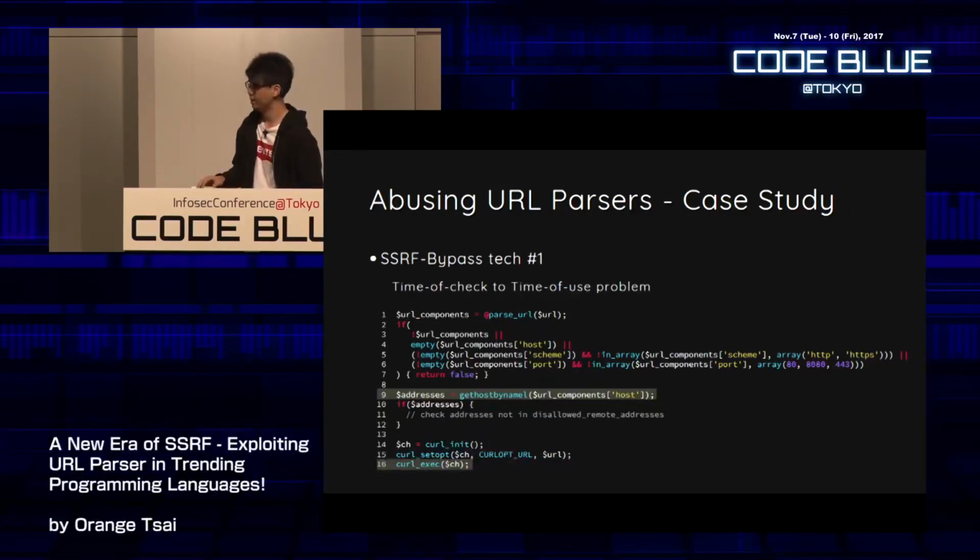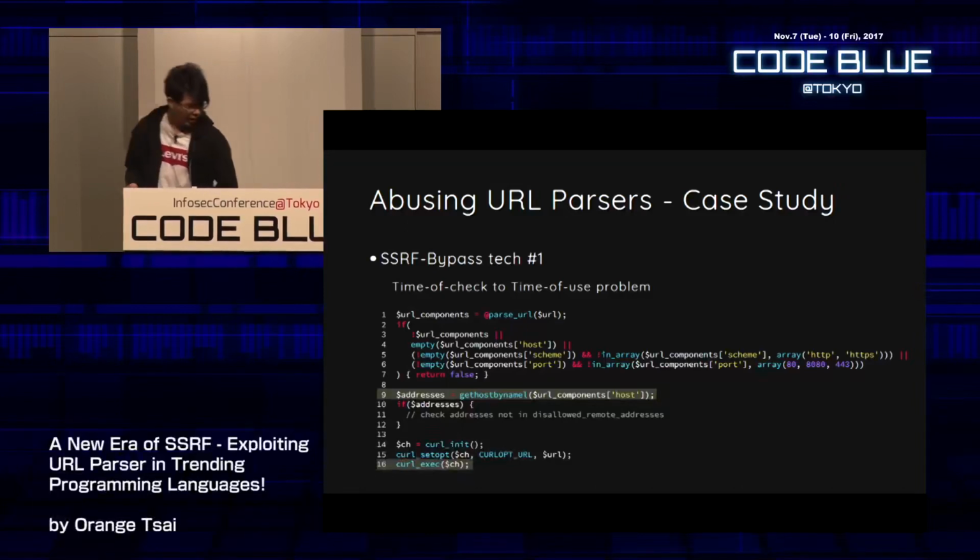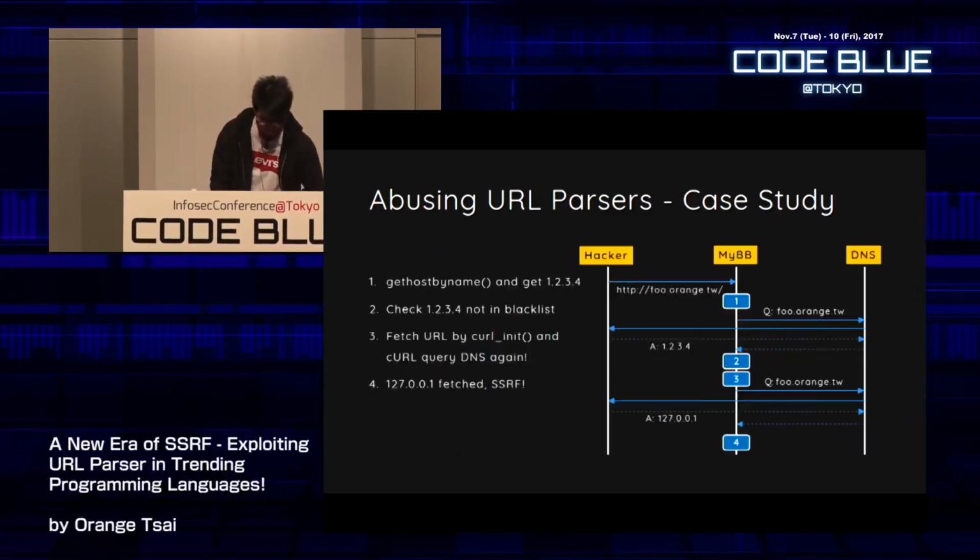The problem is that the state of check and the state of use can be different. The state in line 9 and the state in line 16 can be different. So we set up a DNS server and lead the first query to a non-blacklisted address, such as 1.2.3.4. After we pass the check, MyBB will fetch the URL and query the domain again.